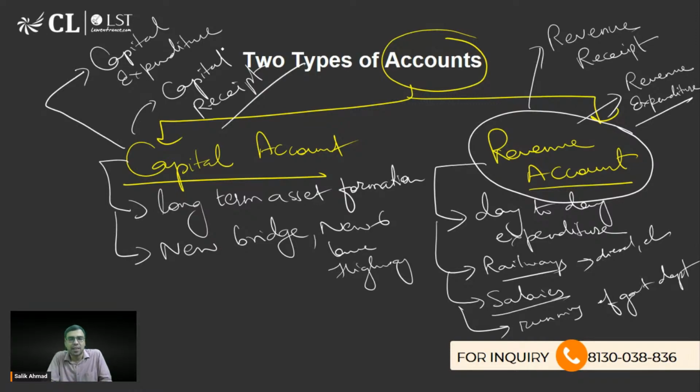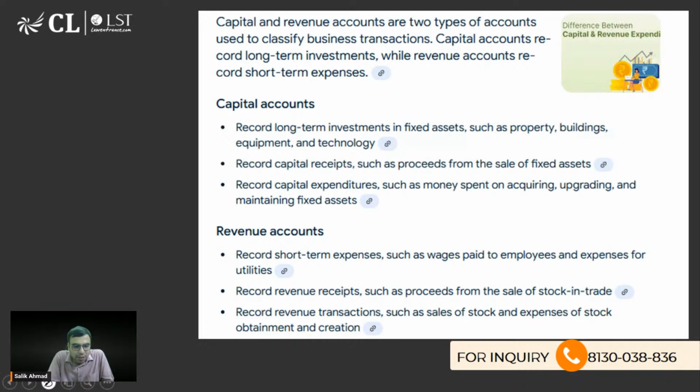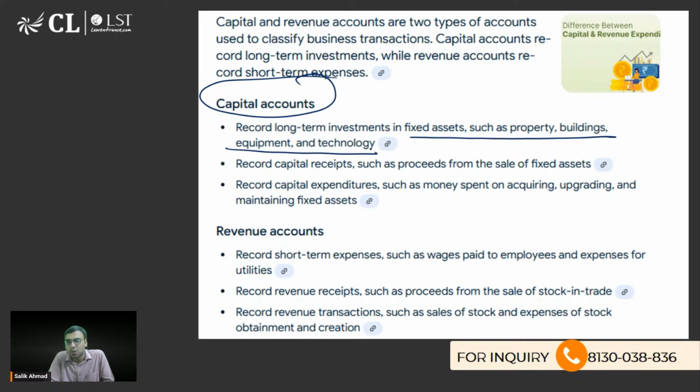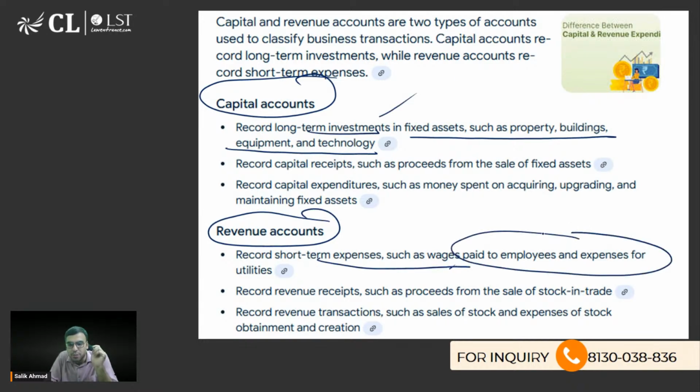Is this concept clear? Because देखो यही होता है कैपिटल अकाउंट में, अगर आप देखोगे, so capital account deals with investment in fixed assets such as property, building, equipment, technology. कोई नया एसेट बनाने के लिए. Okay, so that is revenue expenditure, short term, day to day expenditure. ये capital expenditure long term के लिए होता है ना, day to day employee expenses and all.